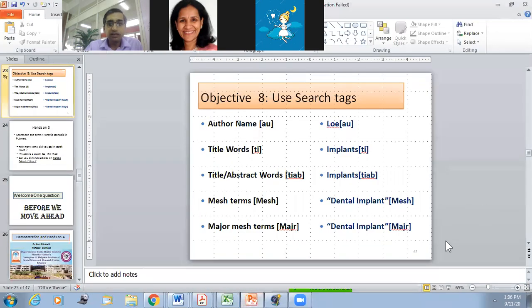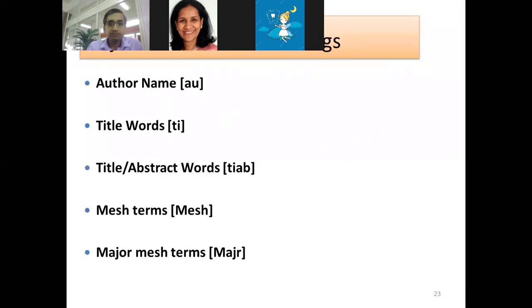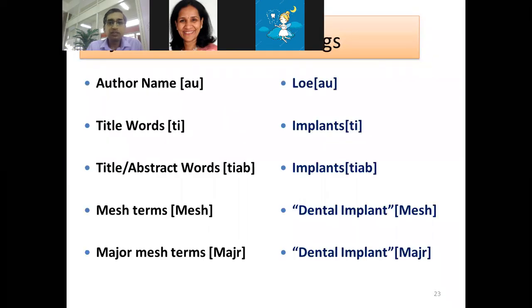Other than the title, you can have multiple search tags. You can have a search tag for an author, a search tag for a title, which we saw. If, instead of writing TI, you write TIAB, that will be the search tag for that word in title or abstract. Other important search tags are the MeSH search tags, which I am probably going to talk about tomorrow.